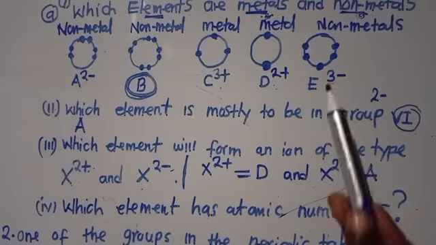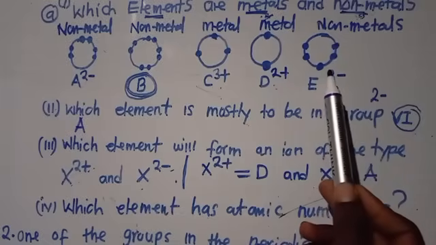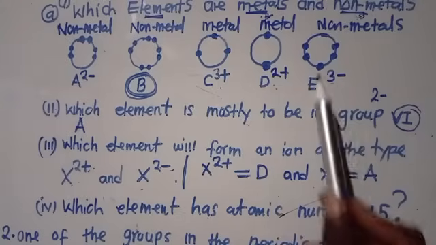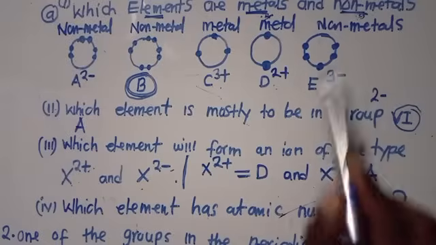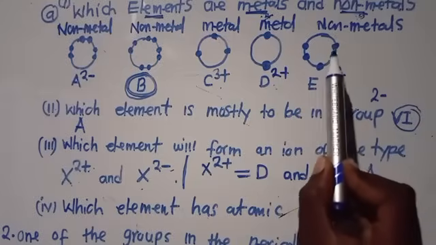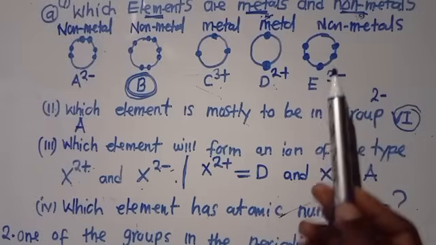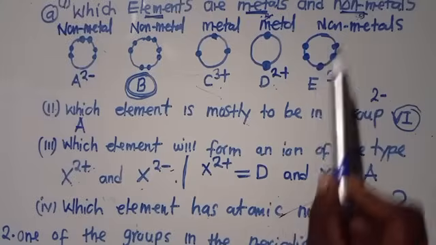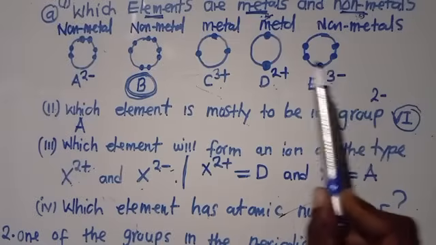The one with 5 electrons in the outermost shell. This one, have you seen? If you want to identify this, you already know that since it is having 5 electrons in its outermost shell, this one is in group 5. So since it is in group 5, you check the elements we've written here.